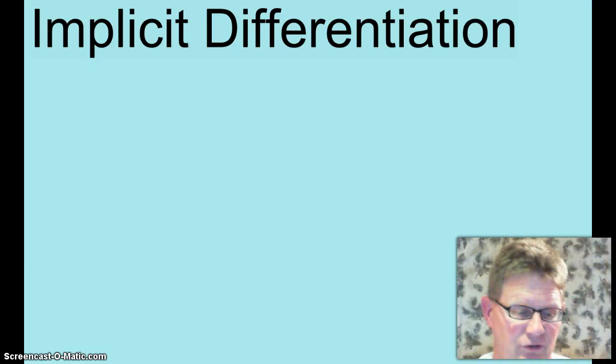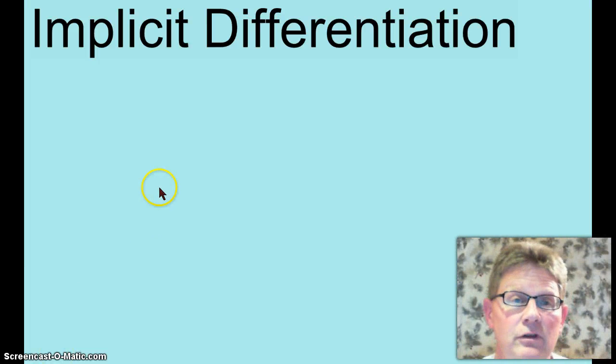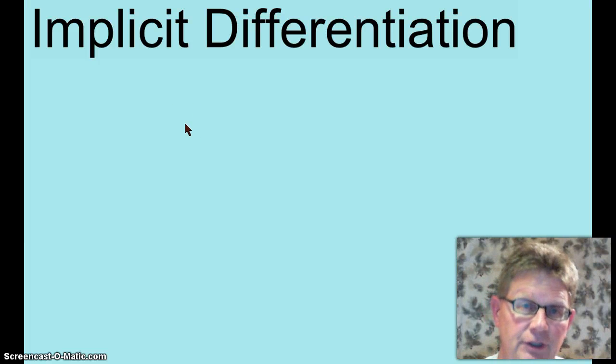Alright, now that we've got that distraction out of the way. Implicit differentiation as opposed to explicit differentiation. Most of the differentiation that we've done so far has been explicit differentiation. A function has been defined in terms of one variable. Now we're going to have some expressions or equations that are not necessarily a function or are not in terms of one variable.